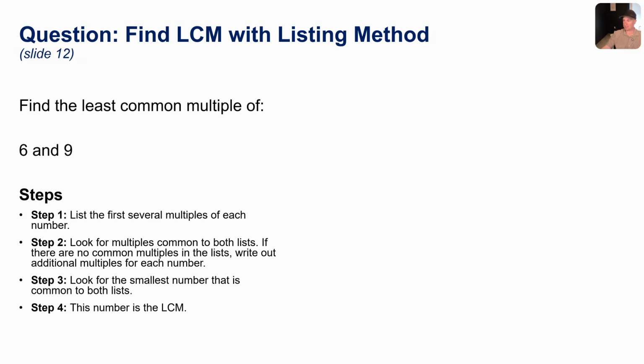Another pair we can look at is 6 and 9, and we can compare the lists. Following the same steps for the listing method, if I start with the first 3 multiples for 6, we have 6, 12, and 18. And for the number 9, we have 9, 18, and 27. Again, this isn't always the case, but the number 18 does appear in both lists. That is the least common multiple.